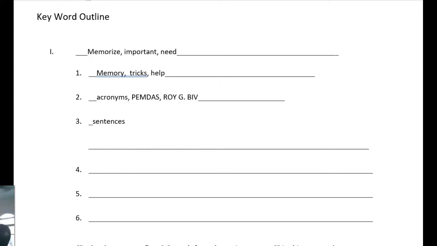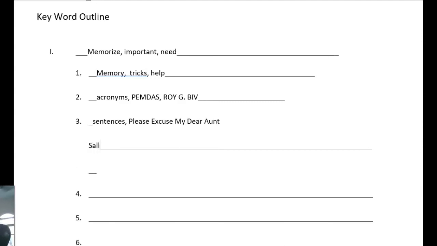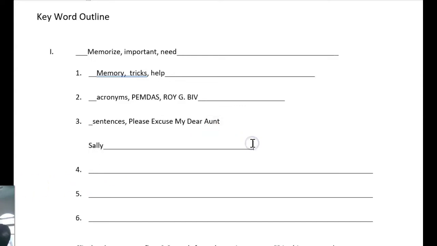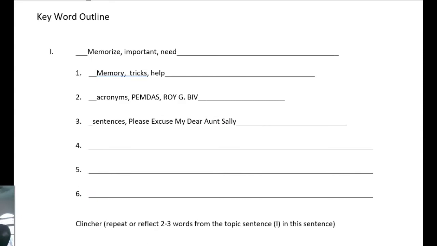And this one is a unit, so I'm going to put it all together. Please excuse my dear Aunt Sally. Okay, so that's the sentence that comes to my mind when I'm talking about the sentence memory trick. You might have a different one in there. I can't really think of anything else that I'd like to say on that sentence.